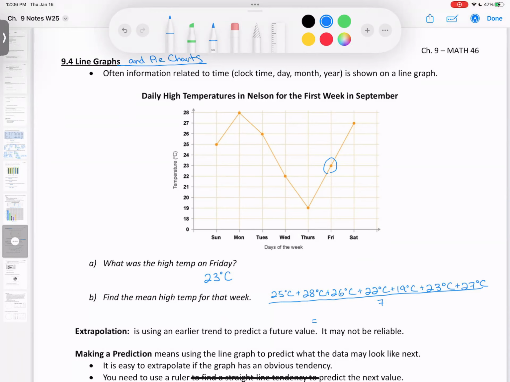Make sure you add up that numerator and then hit the equal sign, so the calculator knows that total is getting divided by 7. When I hit the equal sign, I get 170. Then I divide it by 7. It doesn't tell me what to round to, so I'm going to round to the nearest tenth, which would be 24.3 degrees Celsius.